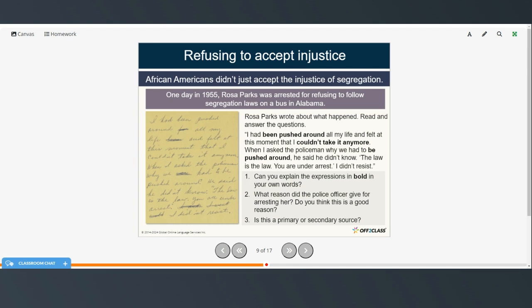And is this a primary or a secondary source? Well, it's a primary source in that the account came from Rosa Parks herself. She wrote this herself. A secondary source would be someone else writing about her experience.